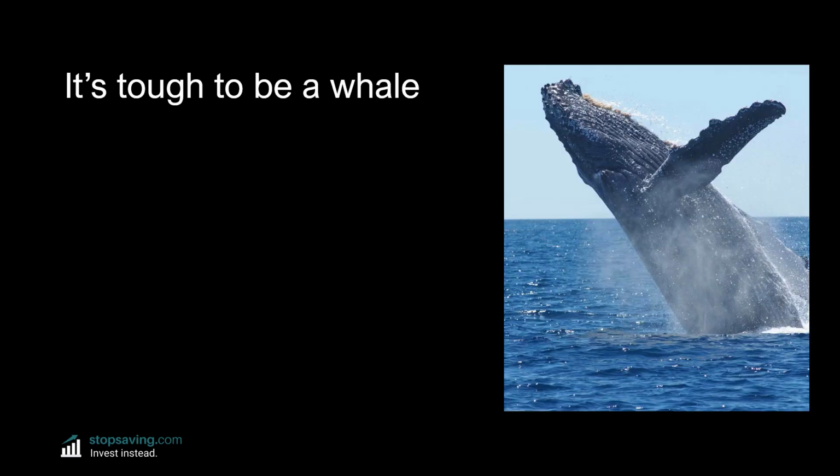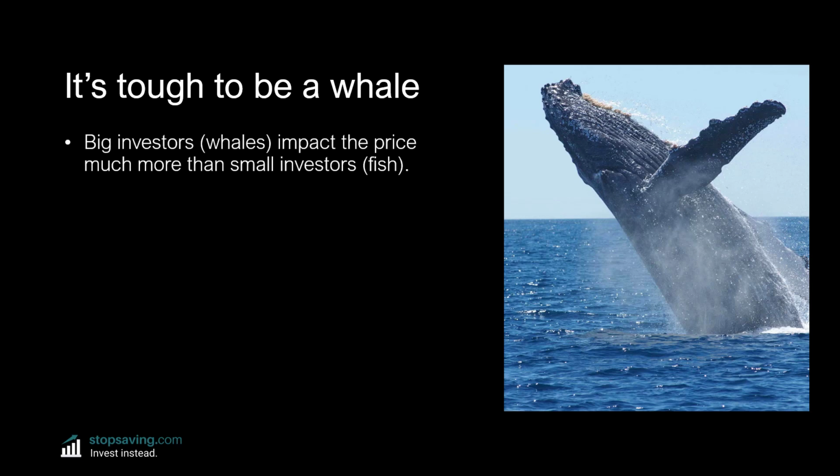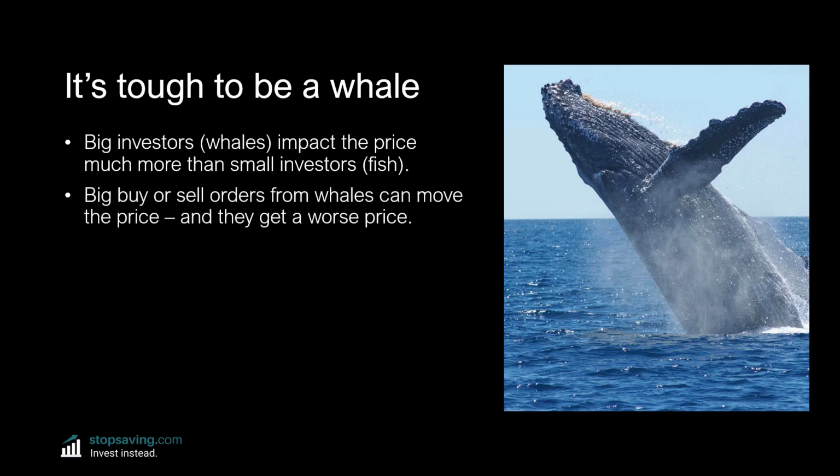Now, you may have heard some people say that it must be easier to trade if you're a big investor with a lot of capital. But actually, this couldn't be further from the truth. You see, big investors or whales impact the price much more than smaller investors or fish. Their big buy or sell orders can make the price move by a lot, and what ends up happening is that they buy or sell at a worse price than what they bargained for.